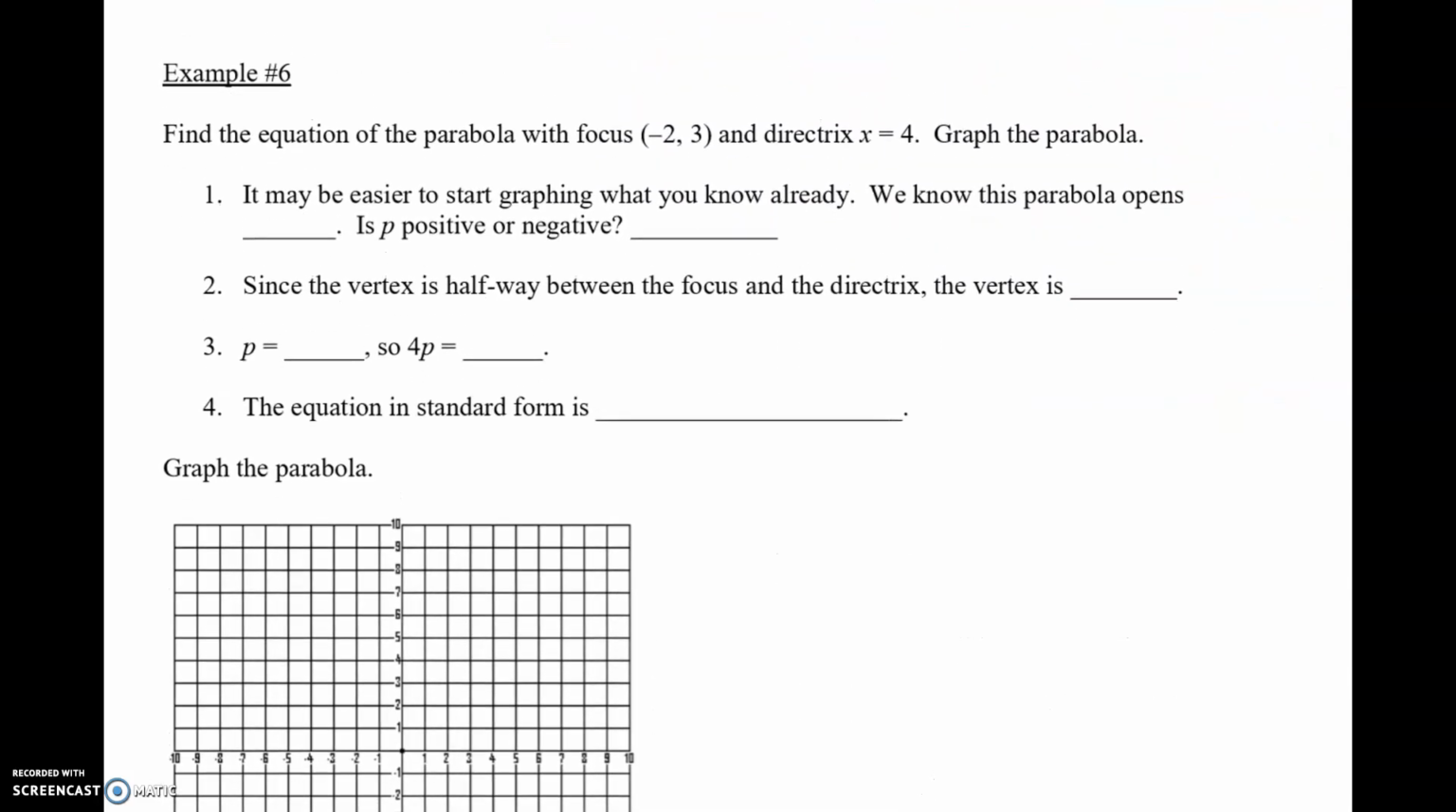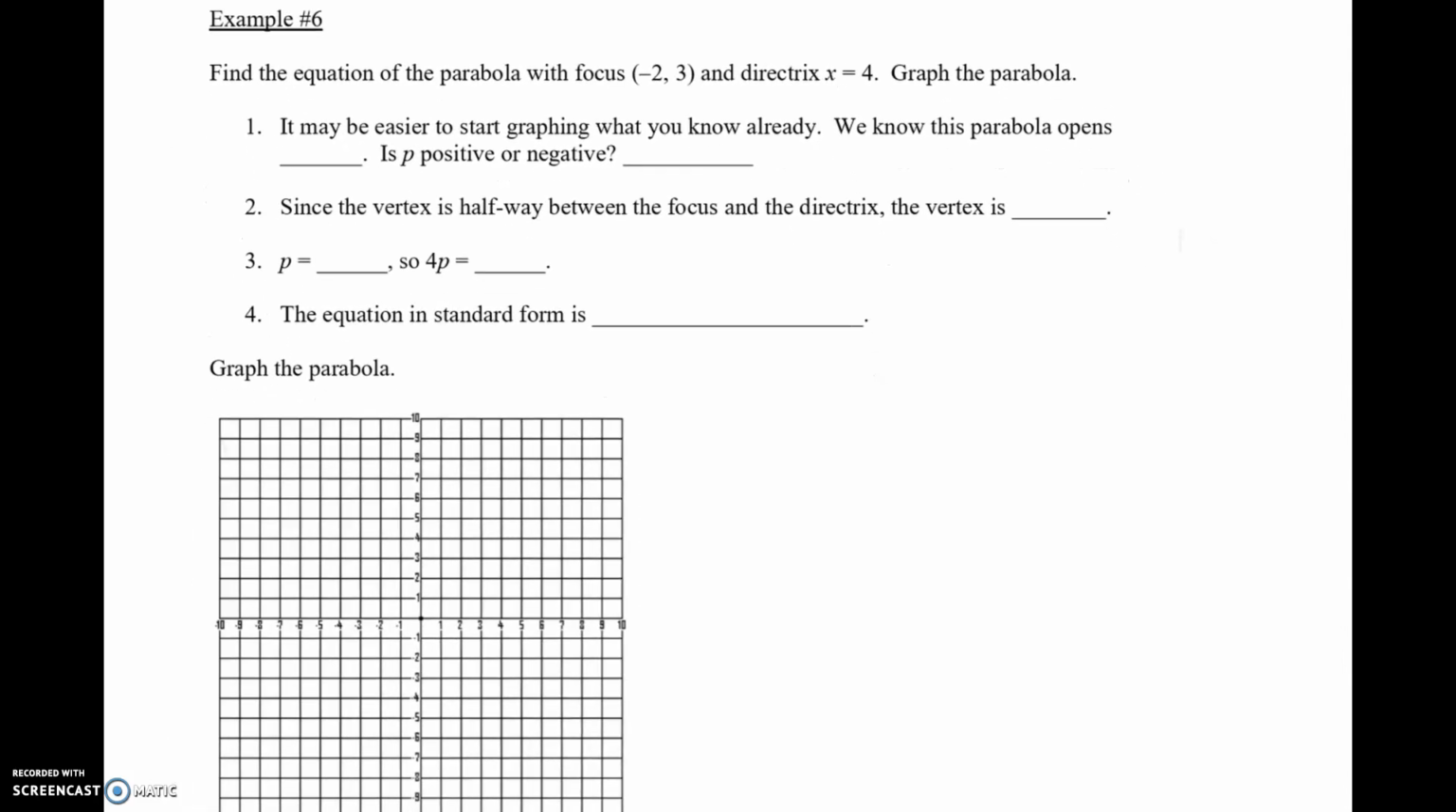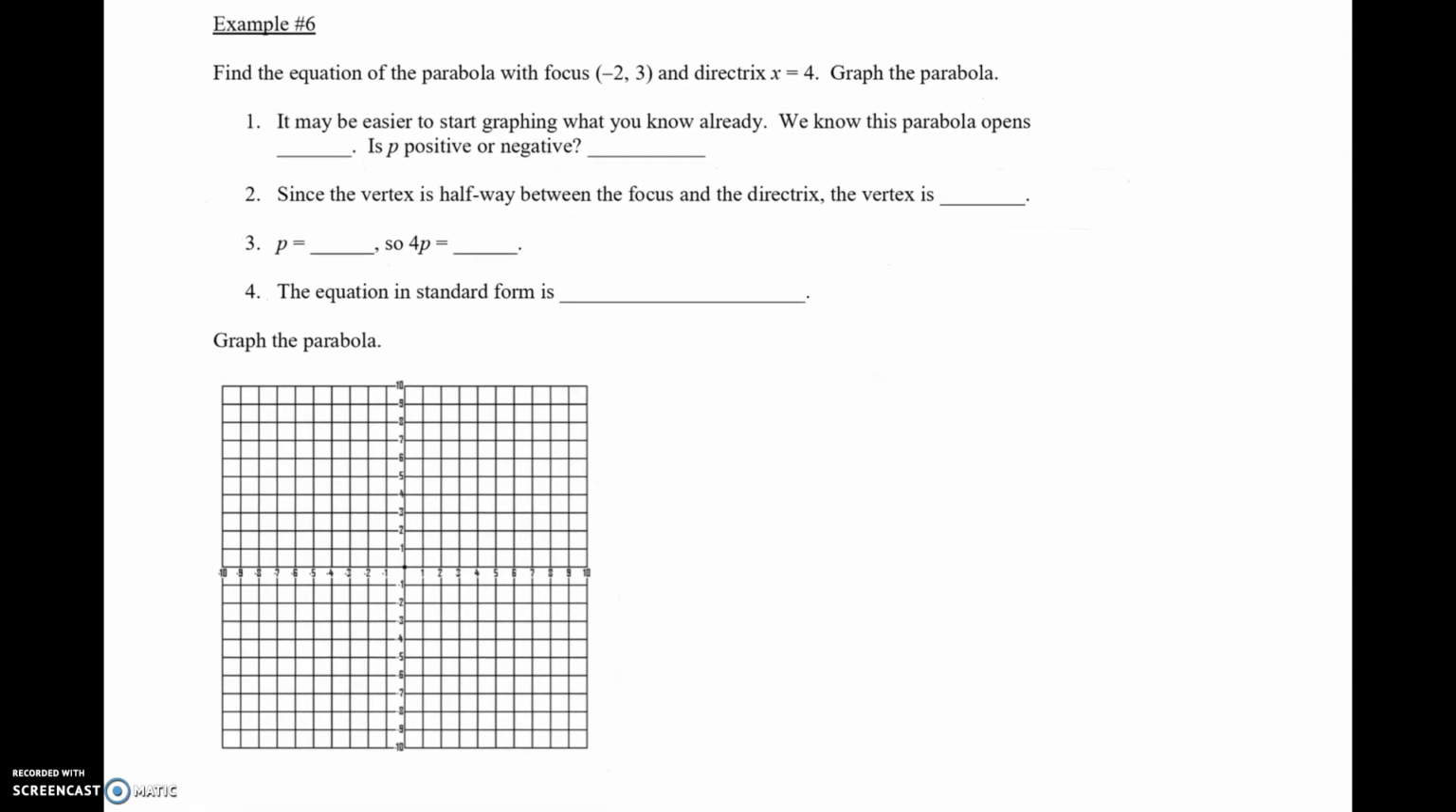Let's take a look at example 6. In example 6, it says find the equation of the parabola with, now it gives us the focus and directrix, but it also asks us to graph. So here we go. Maybe easier to start graphing what you know already. So we got the focus is -2, 3. And to remind ourselves, that's not the vertex, it is the focus. I'm going to put an F there for focus.